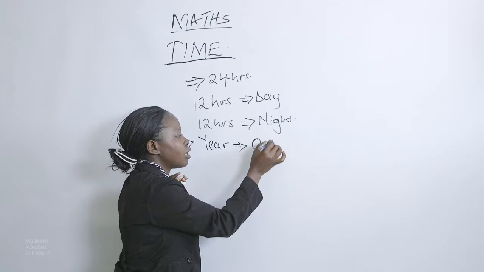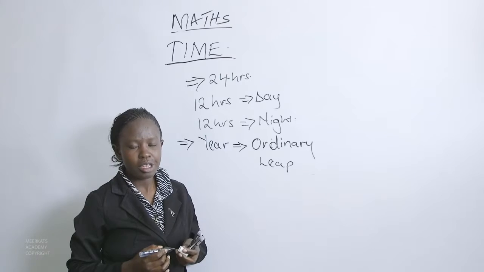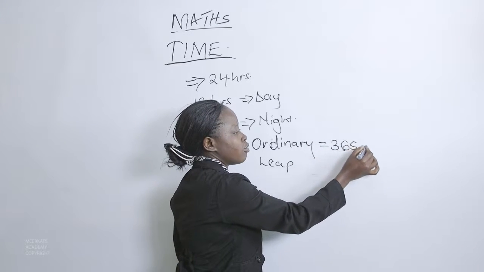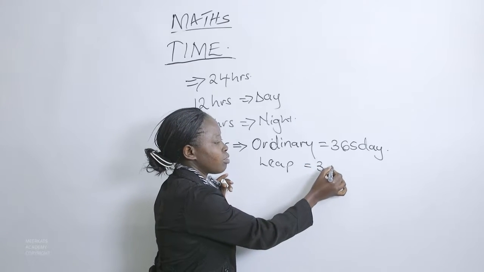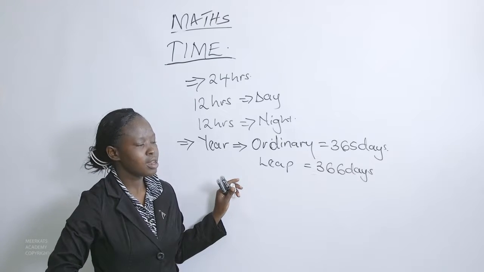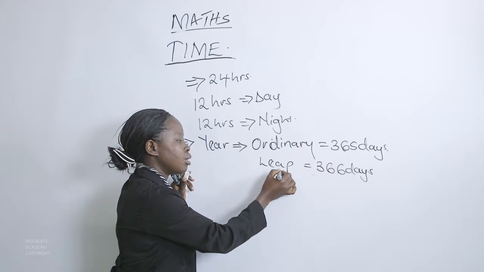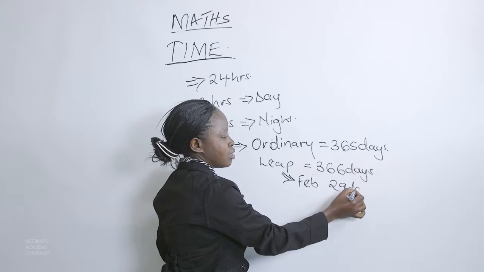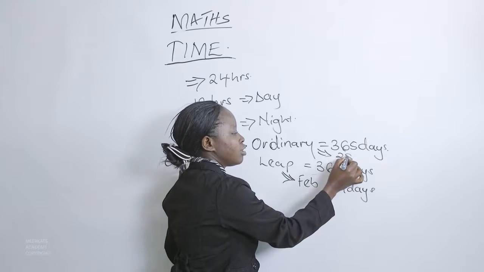We have the ordinary year and the leap year. When we are talking about an ordinary year, we are talking about a year that is made up of 365 days. When we are talking about a leap year, we are talking about a year that has 366 days. So an ordinary year has 365 days. A leap year has 366 days. In a leap year, the month of February has 29 days. In an ordinary year, the month of February has 28 days.